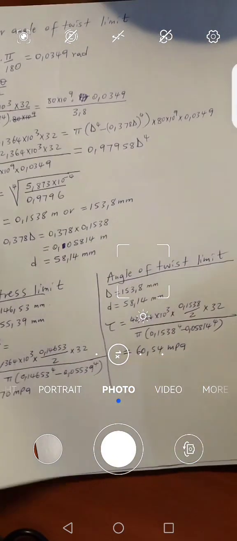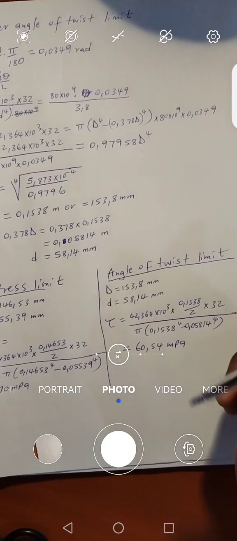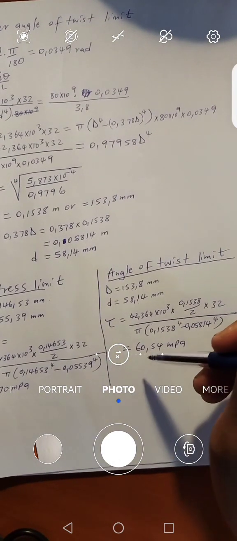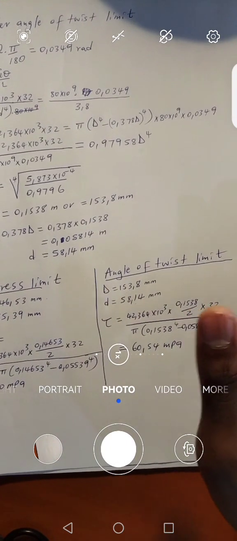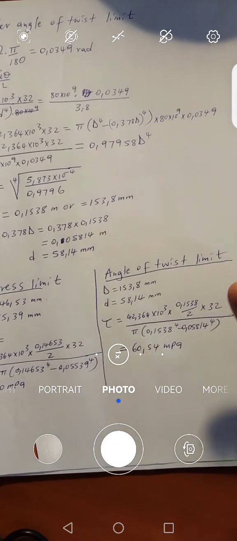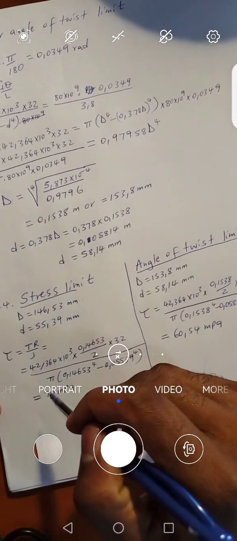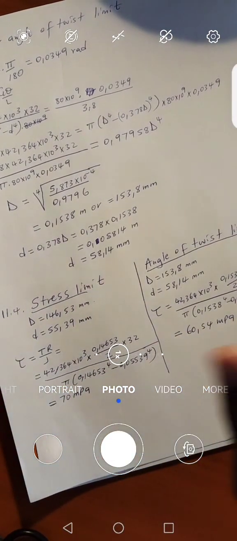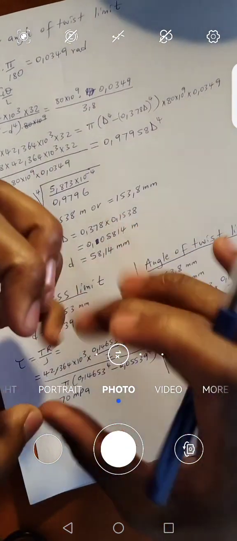So that means if we use this shaft having this size and then apply torque at that 42, then the stress that will develop in that shaft will be 60.54, which is okay, as long as our stress is not more than 70, then it's fine. So if we use this size, the stress that will develop in that shaft will be 70 MPa. But remember, the bigger the stress, the higher the chances of failure.